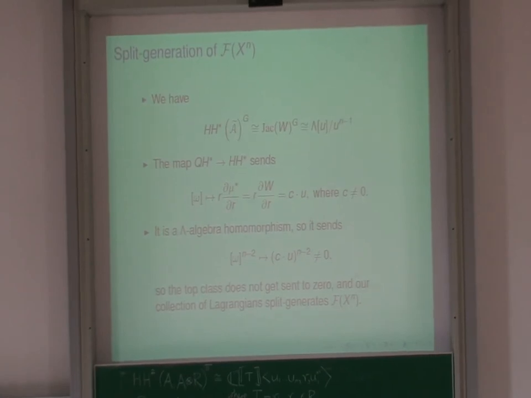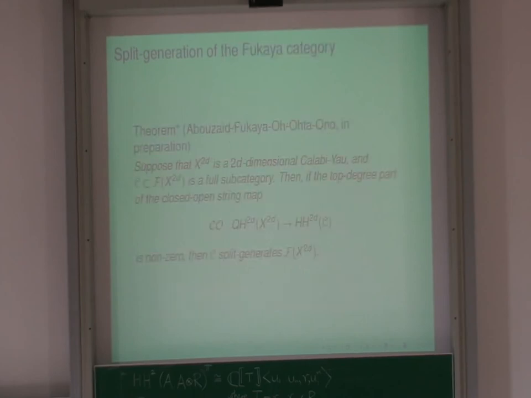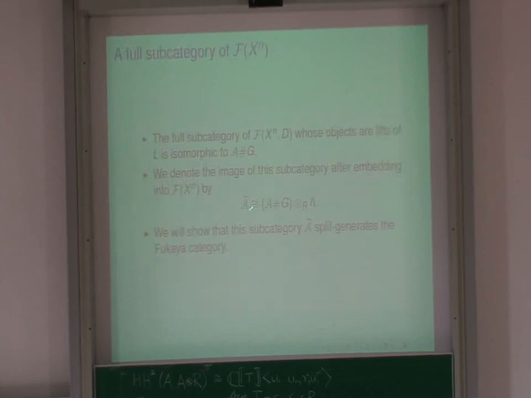So our collection of Lagrangians split generates the Phi category. So now we've achieved the first part of our program. We've completely described the Phi category. It has this full subcategory, which we've computed up to the mirror map, and this full subcategory split generates. So in some sense, you should think about this as saying the Phi category is a non-commutative space, is affine, and it looks like spec of this algebra.